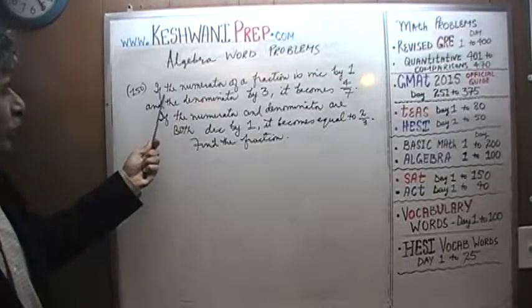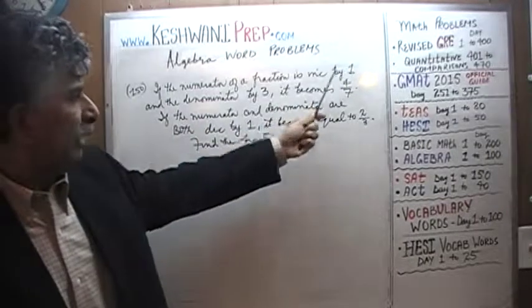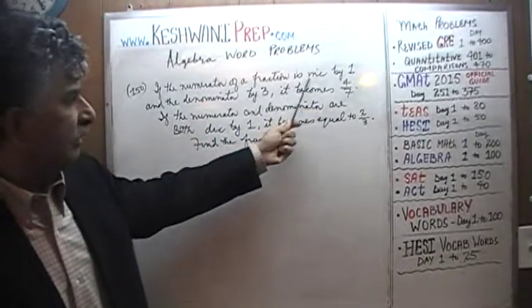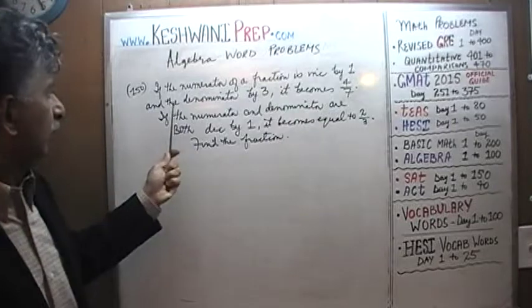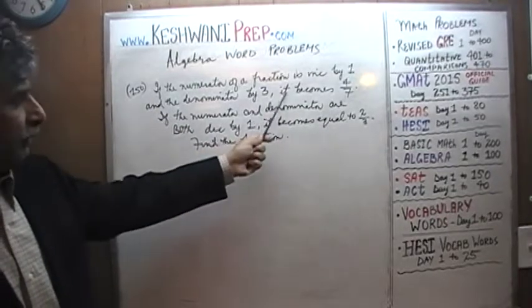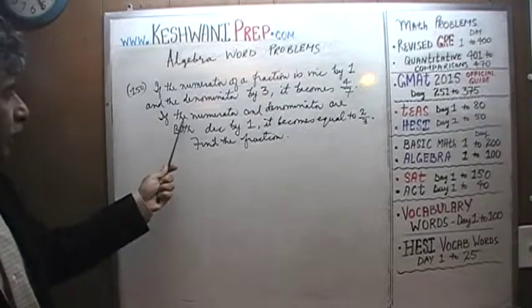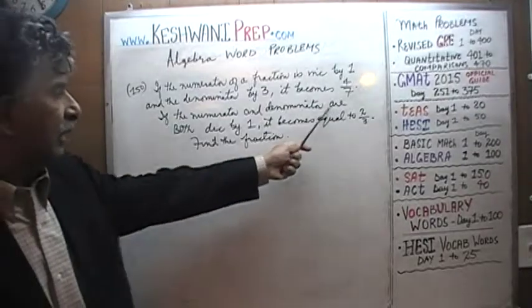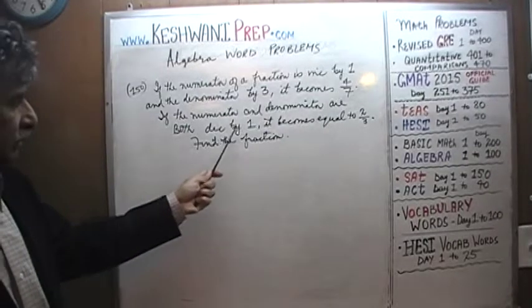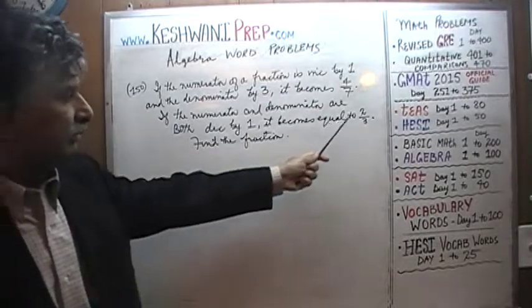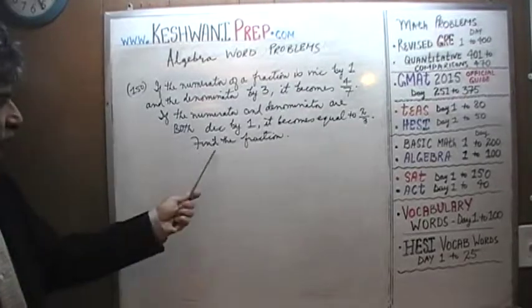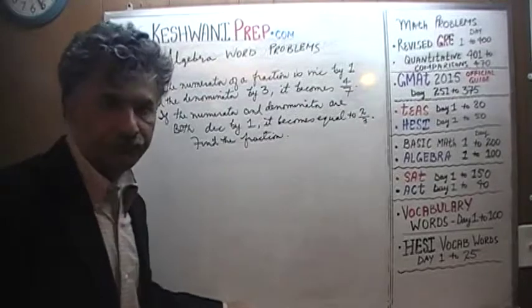It says, if the numerator of the fraction is increased by 1 and the denominator by 3, we are told that it becomes 4/7. On the other hand, if the numerator and the denominator are both decreased by 1, it becomes 2/3, we are told. The question simply is, what is that fraction?